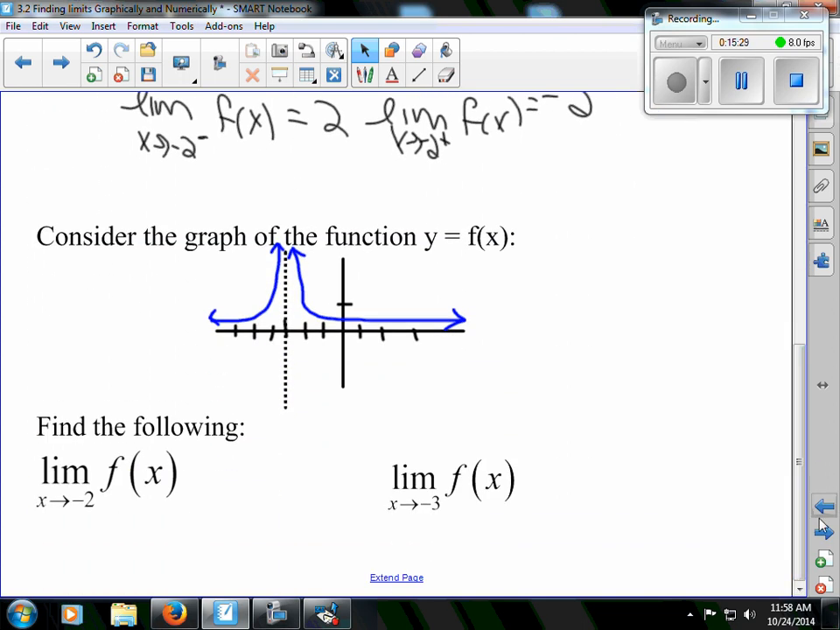Next example, I have another curve, f of x. So this is a new example, and we're going to answer two limit questions: the limit as x approaches negative 2, and the limit as x approaches negative 3. So for the limit as x approaches negative 2, right here is where x equals negative 2. Notice that negative 2 actually has a point on the curve. The point is negative 2, 1.